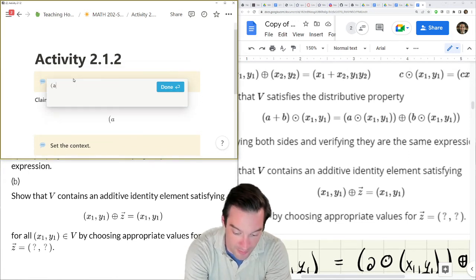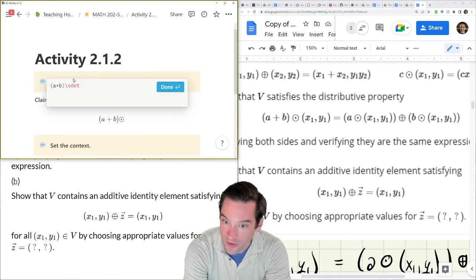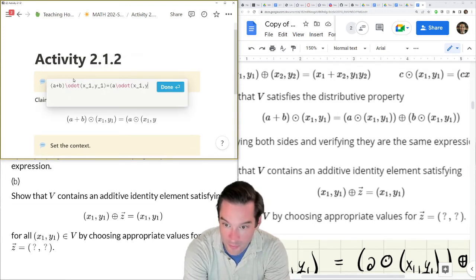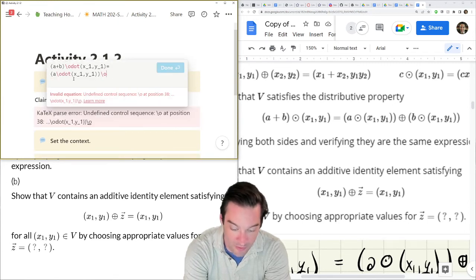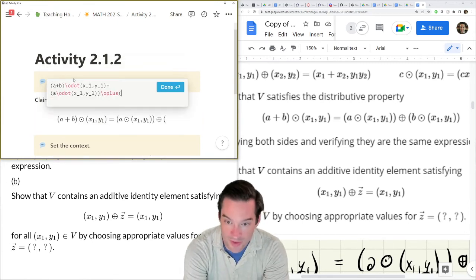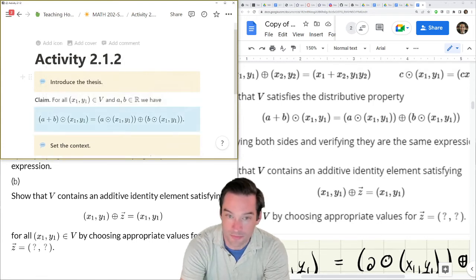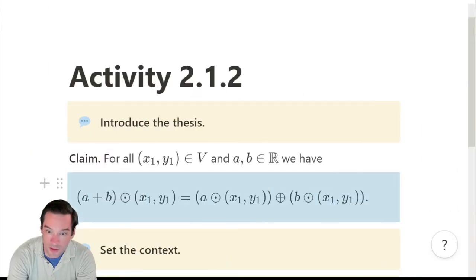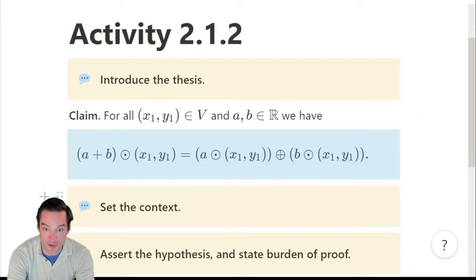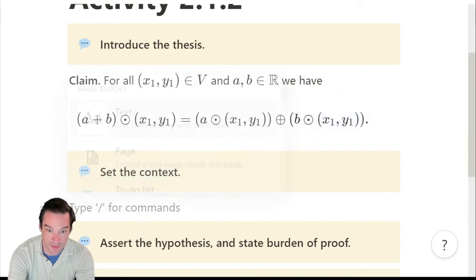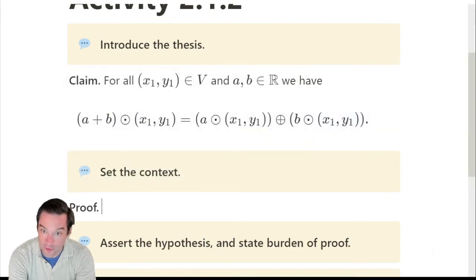A plus b times x1, y1 equals a times x1, y1, funny addition with b, x1, y1. Okay, there we go. So that's the thing that we're supposed to prove. We've introduced our thesis, so now let's set the context. This is where we begin the proof.